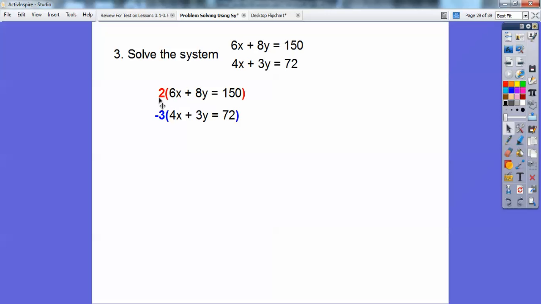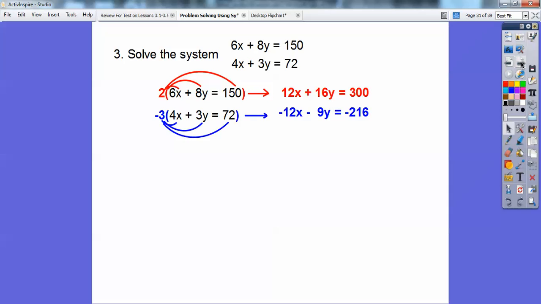So here, 2 times 6x is 12x, 2 times 8y is 16y, and 2 times 150 is 300. And then negative 3 times 4x is negative 12x. Negative 3 times 3y is negative 9y. And then negative 3 times 72, and I did that earlier, that was 216, so it's negative 216. Okay, now these guys are ready to add together, because the x terms are going to cancel out.